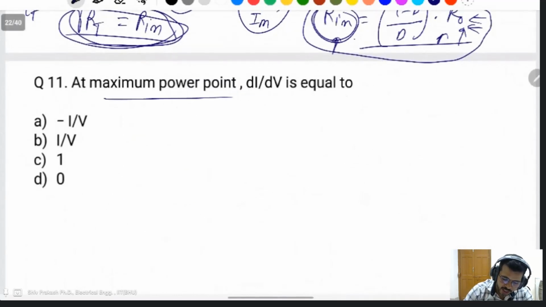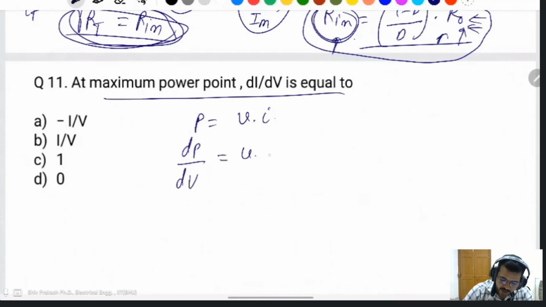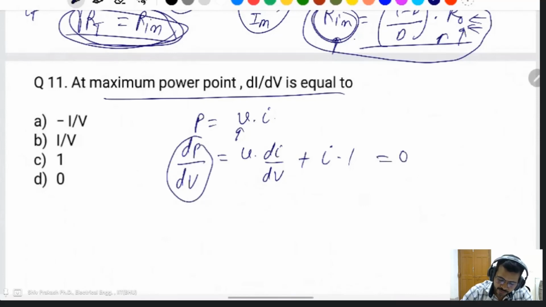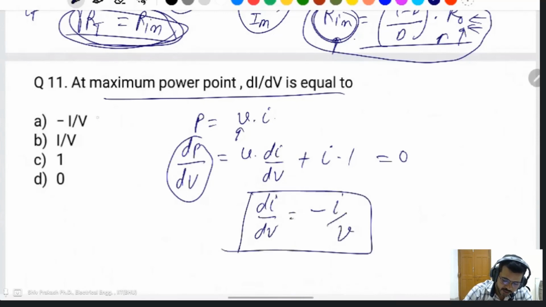At the maximum power point, what is dI by dV? Same thing: if you calculate this, P = V into I, dP by dV is V into dI by dV plus I into dV by dV, which is equal to 1. For P maximum, this will be 0, and dI by dV is equal to minus I by V.